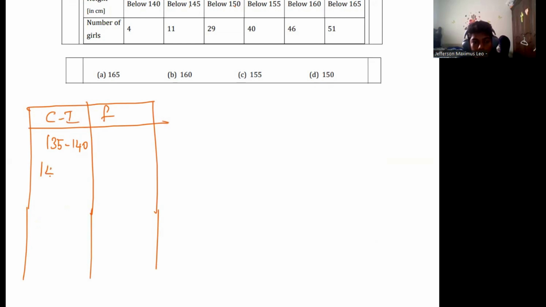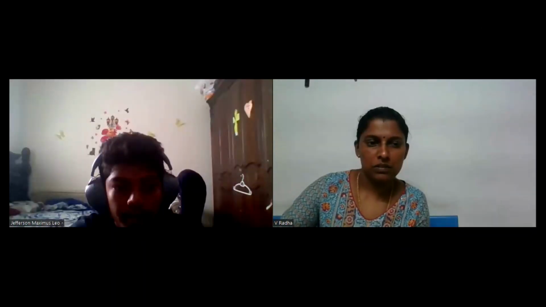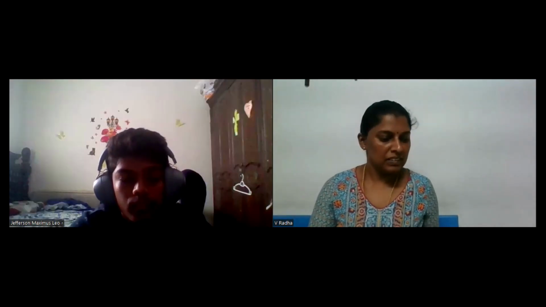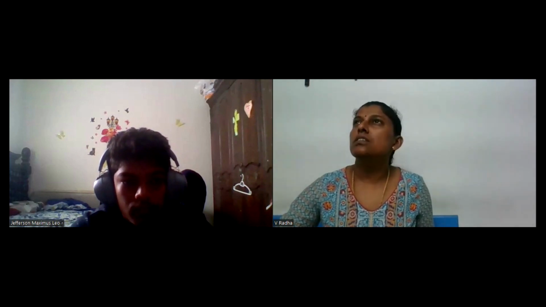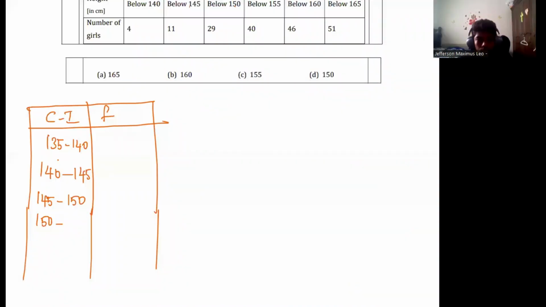So the table form pattern is easy. 140 to 145, 145 to 150, 150 to 155, the classes have to go up to 165. Then 155 to 160, 160 to 165.